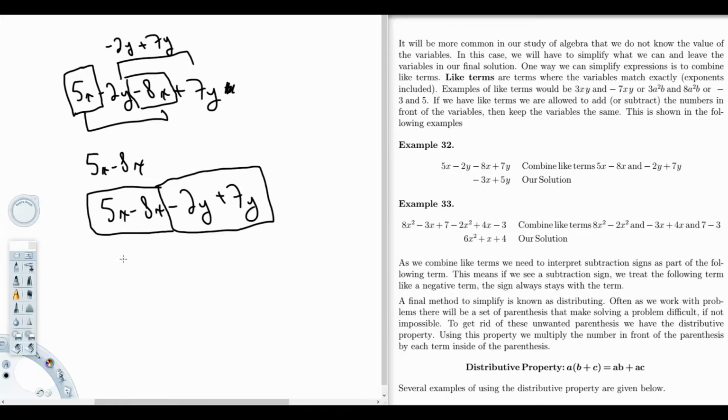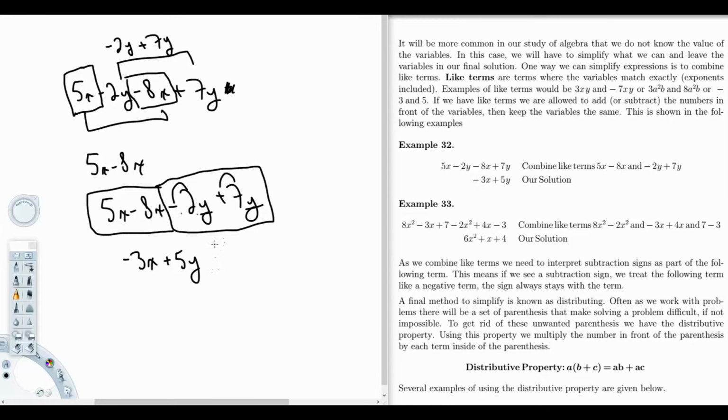5x minus 8x equals minus 3x. Minus 2y plus 7y equals plus 5y. Once again, we are combining like terms. Minus 2 plus 7 equals 5. All right, and that matches the solution.